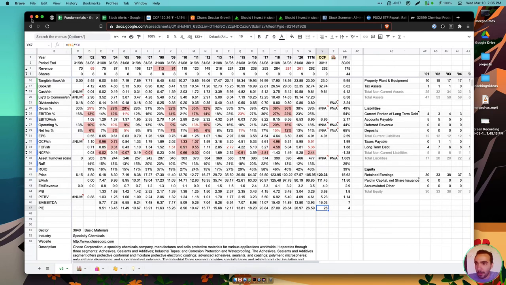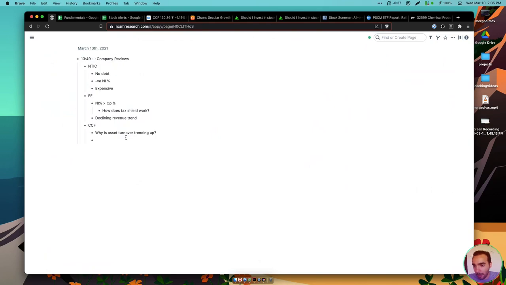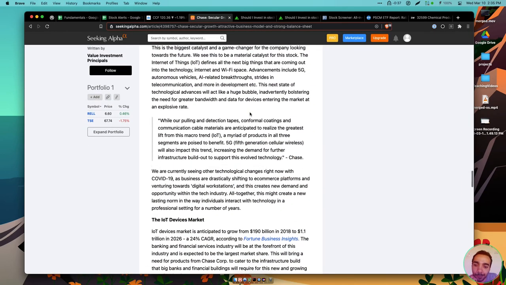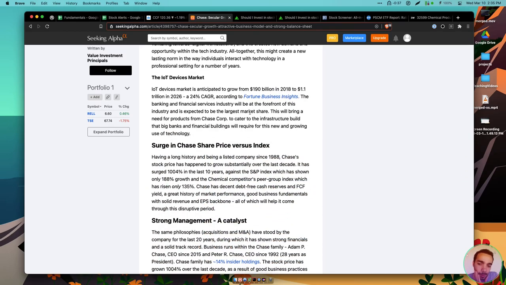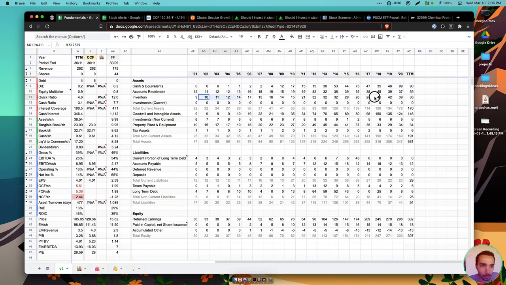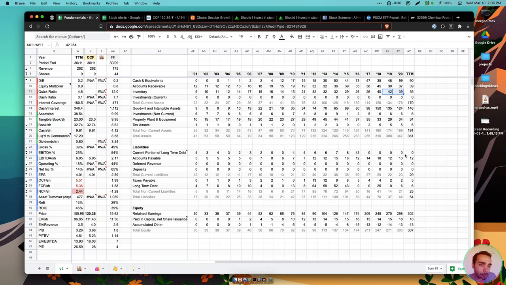All right, so I have CCF taken care of. I don't understand why asset turnover is running up. Not a big deal. Honestly, don't want to spend too much time on this. Internet of things. So asset turnover going up means inventory is up too, right? That's what I imagine. Inventory, yeah. It's just been going up for a while. Right now they're sitting on 40 million inventory. But still, relative to total assets, it's roughly 10%. So not to worry.